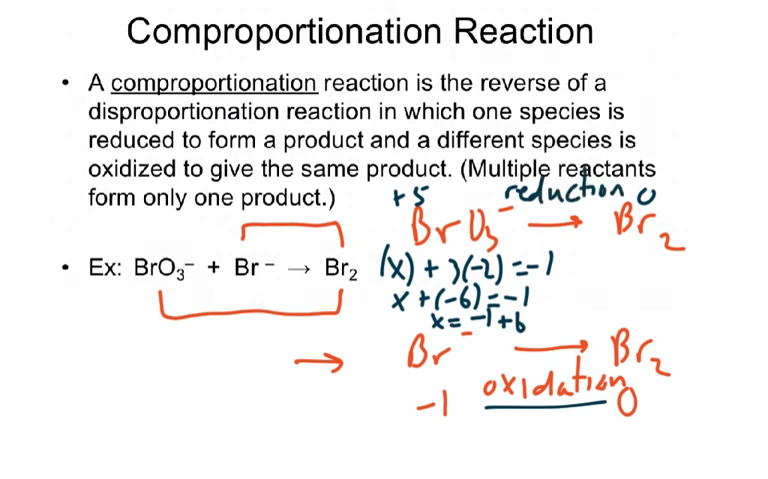But in a comproportionation reaction, notice that one of the species is getting oxidized, and the other one is getting reduced, and they both give you the same product. So it's the exact opposite of a disproportionation reaction. So if you ever have a problem like that, that's how you set it up. And then the rules, the same rules that we use, whether acidic or basic, you apply the same rules and you take it from there.